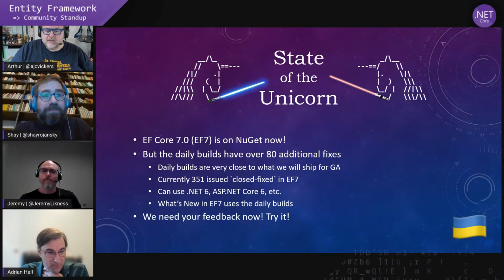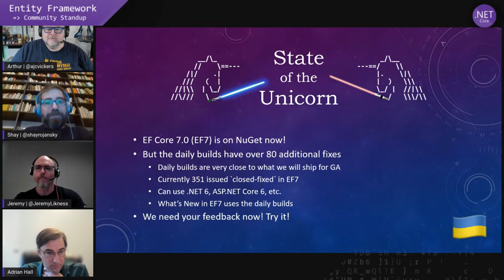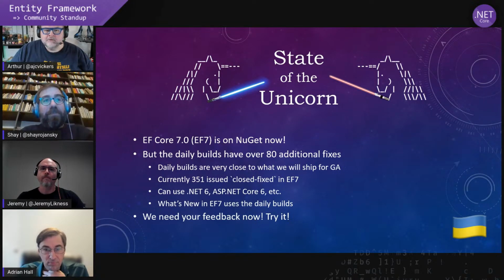But we need your feedback. Try it now, because while we don't plan to fix any more issues currently in EF7, when you find those bugs, if we can, we'll try and fix them before the GA. So get the daily builds now, much better than RC1, 80 additional fixes, and we'll try and fix them for the GA release, which we still have a couple of weeks to basically do that.